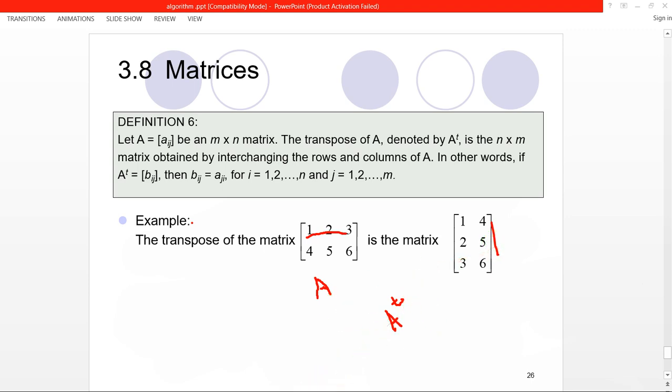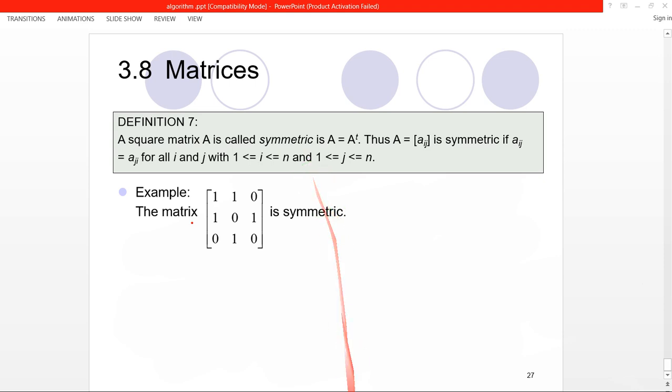So now coming to symmetric and asymmetric matrices. So what is a symmetric matrix?